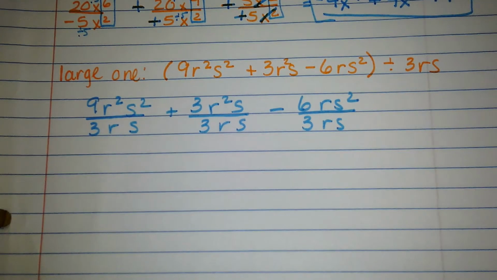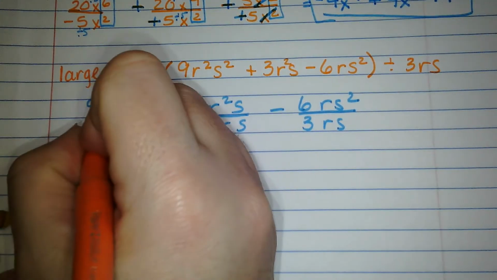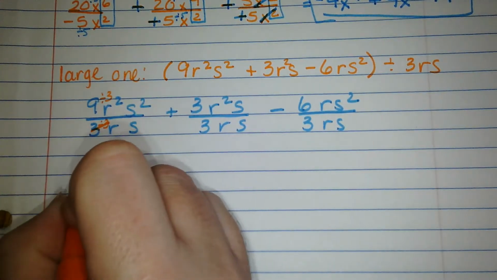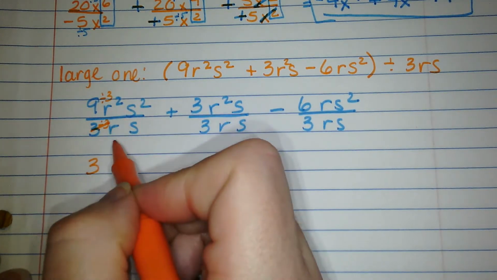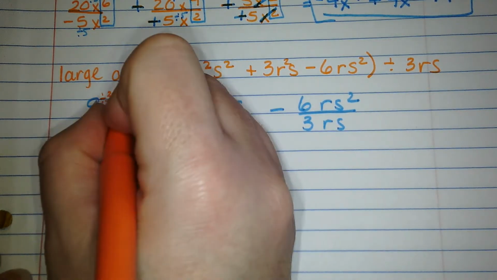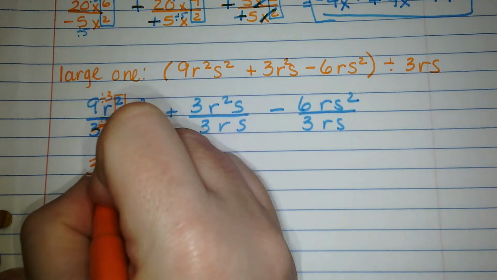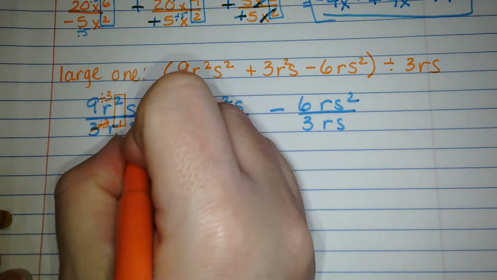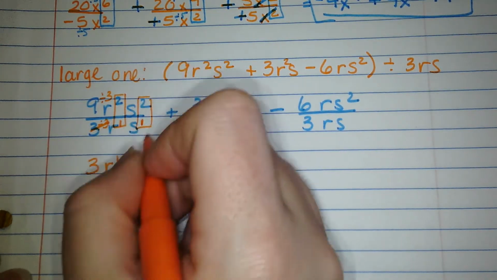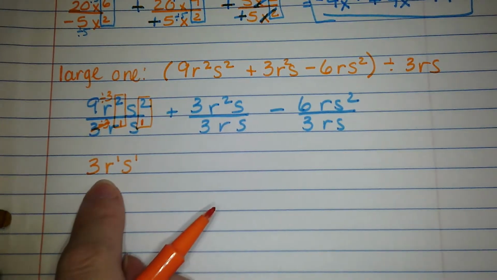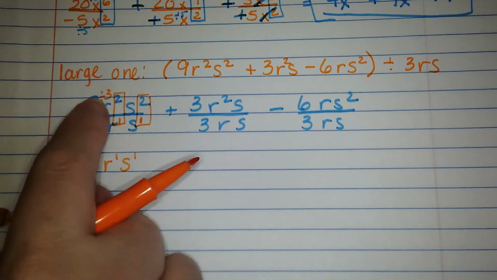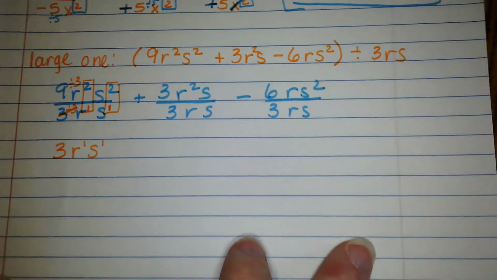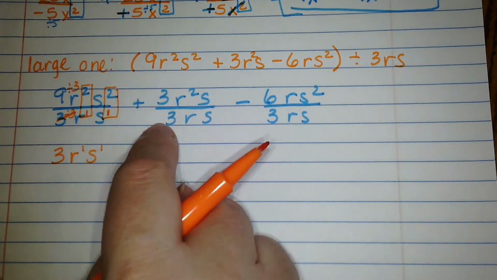constants. Okay, so when I tackle the constants, I'm going to divide top and bottom by 3. Those cancel, and we're left with 3 on top. Now, I've got an r squared and an r. This is really r to the first. I'm going to subtract these, and that gives me r to the first, right? Because 2 minus 1 is 1. And then this is s to the first, and when I do 2 minus 1, I'm going to get 1. So that's the first term, okay? Divide out the common factor, subtract the exponents, subtract the exponents. Now we're moving over here. We're dividing 3 by 3.